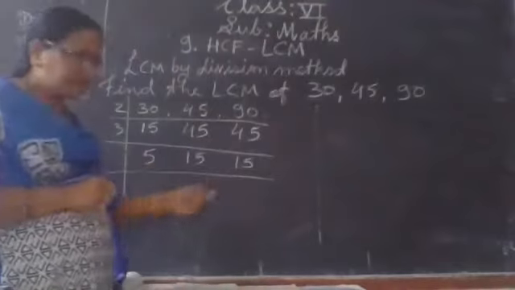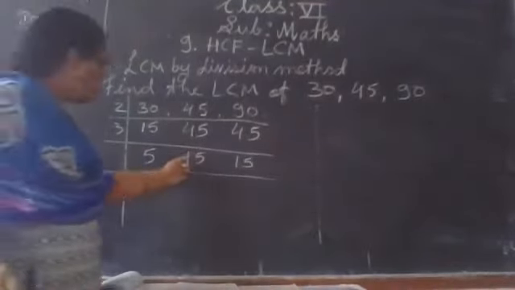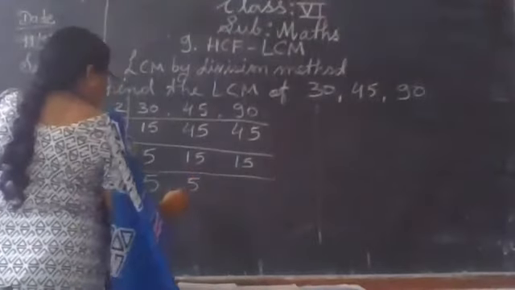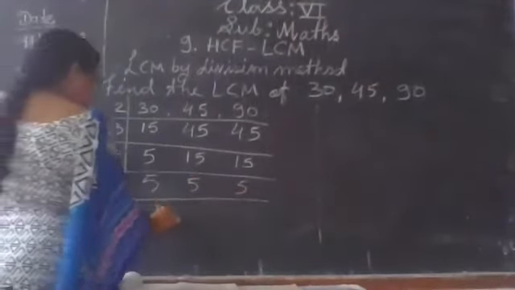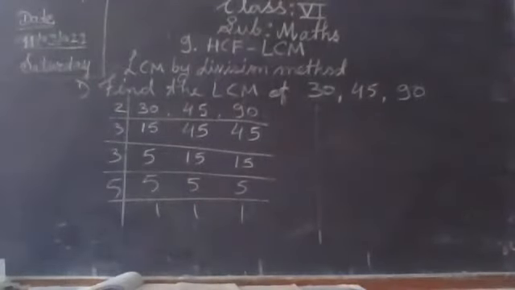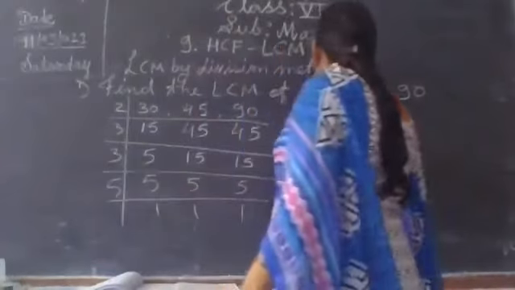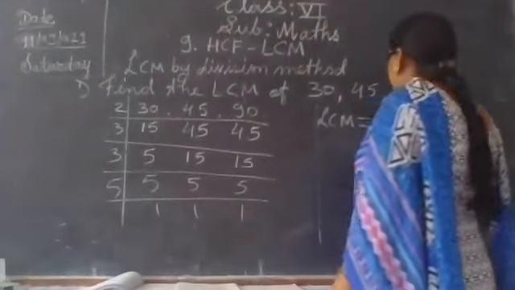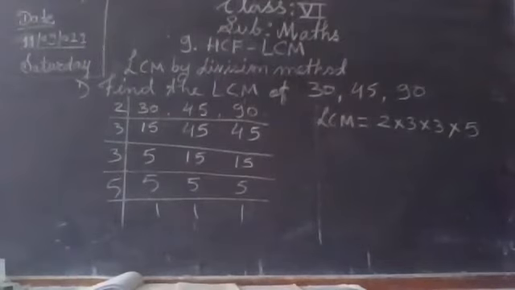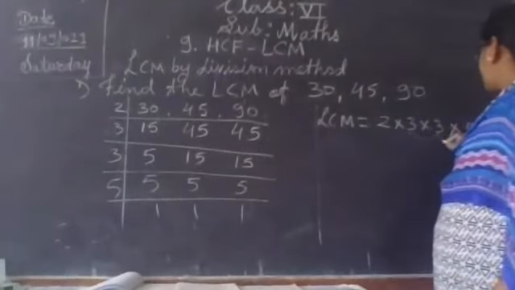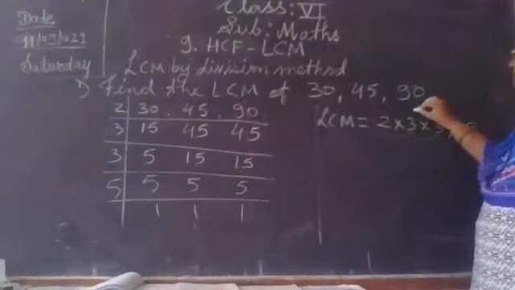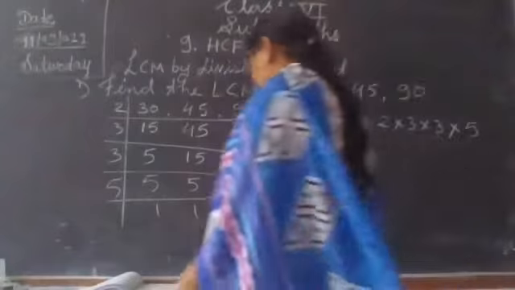Okay, now 5, 15, 15. Now 15 and 15 are divisible, so you can take one more time 3. 3 fives are 15. 5 ones are 5, 5 ones are 5, 5 ones are 5. The LCM is 2 multiplied by 3, multiplied by 3, multiplied by 5, multiplied by 3. 2 threes are 6, 6 threes are 18, 18 fives are 90, 90 threes are 270.